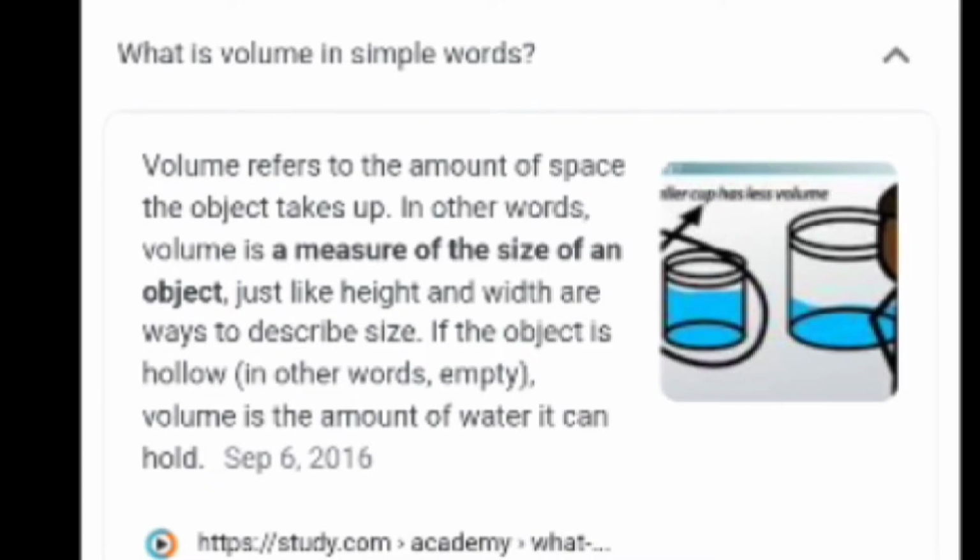Just like height and width are ways to describe size. If the object is hollow, in other words, empty, volume is the amount of water it can hold.